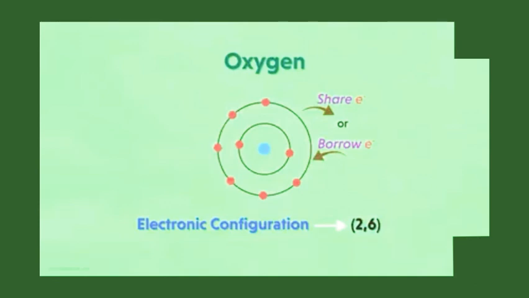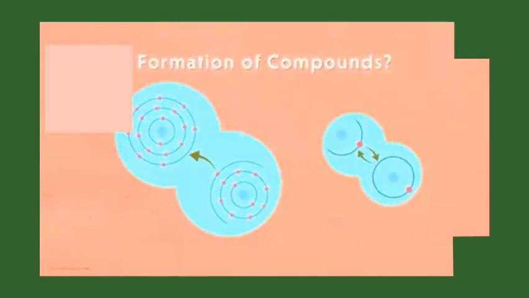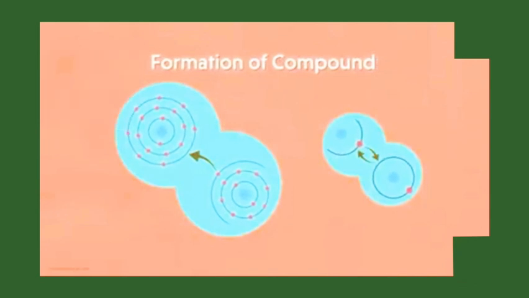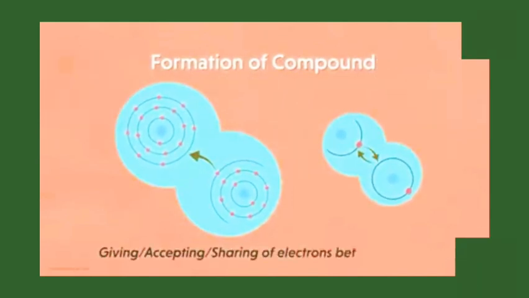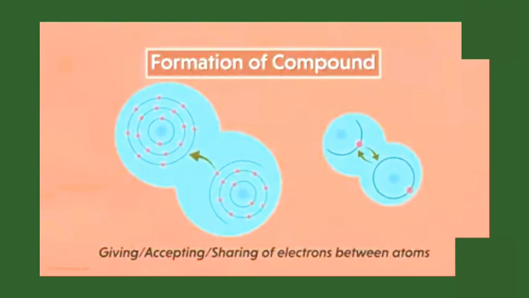Wait a second. Are we saying that chemical reactions occur because atoms of various elements give or take or share electrons between them? That's correct. And is this how compounds are formed? Absolutely. The giving or accepting or even sharing of electrons between the atoms of elements gives rise to the formation of chemical bonds. This ultimately gives us a compound.